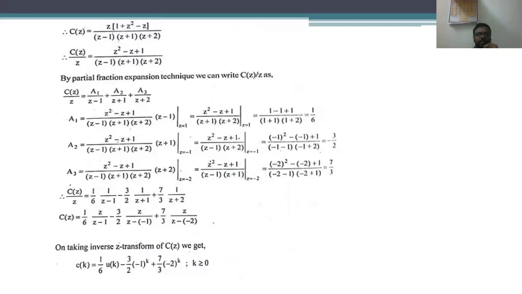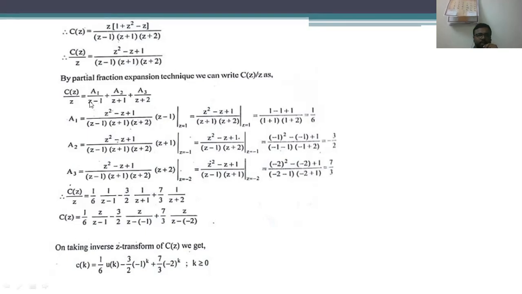we have to apply the partial fraction method. So in order to solve by the partial fraction method, the expression has to be represented as C of Z divided by Z. So C of Z divided by Z can be taken as Z square minus Z plus 1 whole divided by Z minus 1 into Z plus 1 into Z plus 2. Okay. So we have solved the partial fraction method.